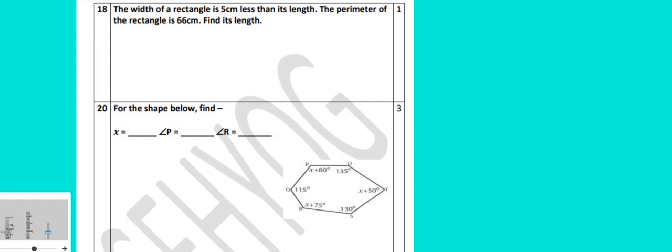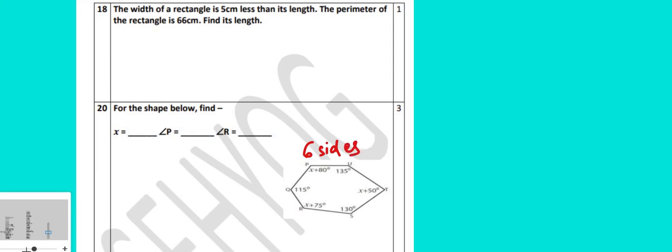Let us look at our first sum, that is sum number 20. Here, for the shape given below, find x, which is equal to angle P and angle R. If we look at the figure, it is six-sided: 1, 2, 3, 4, 5 and 6. So this figure has 6 sides and therefore is a polygon.